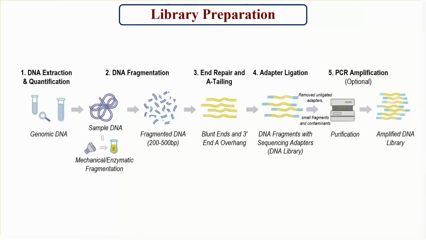Next, PCR amplification. The adapter ligated DNA fragments or library pool are amplified using PCR or polymerase chain reaction. This step increases the quantity of DNA or libraries and ensures that there is enough material for sequencing. However, excessive PCR cycles should be avoided because they can introduce bias. At the end, a complete library structure is formed. Each DNA fragment becomes a complete library molecule ready for sequencing.